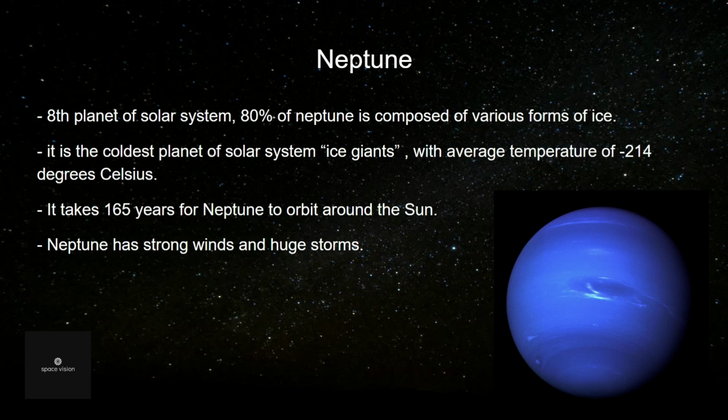And a strange fact about Neptune is that it takes 165 years for Neptune to orbit around the Sun. The Earth takes 365 days to complete an orbit around the Sun, but in Neptune's case, it's 165 years to orbit around the Sun. And Neptune has strong winds and huge storms in its atmosphere.